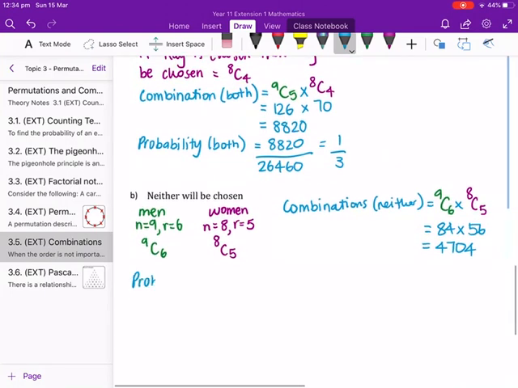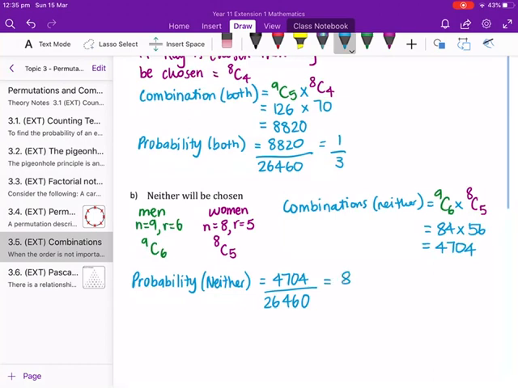So we have to go to the probability calculator. So that will be our combinations of neither Kay nor Mark being chosen, which is 4,704, over our total number of combinations, which is 26,460, which when we put that into our calculator, we get 8/45.